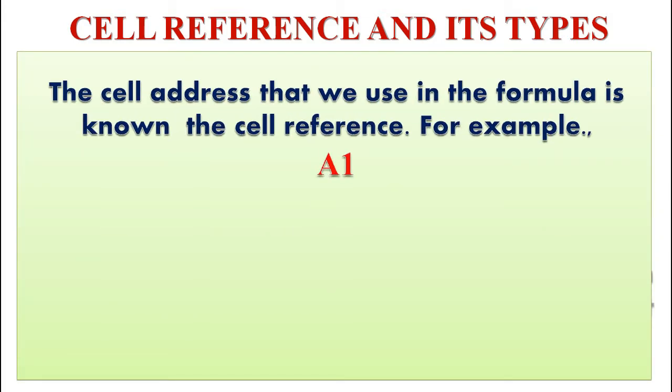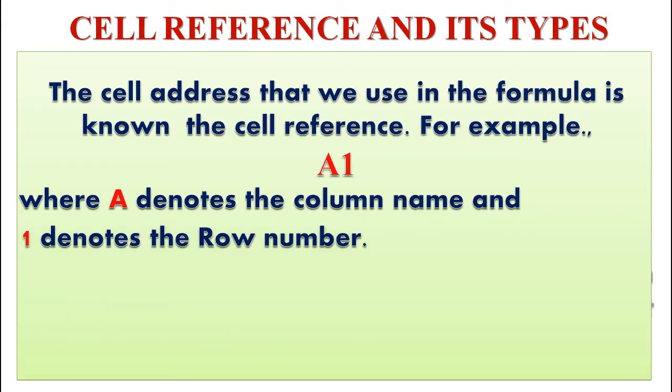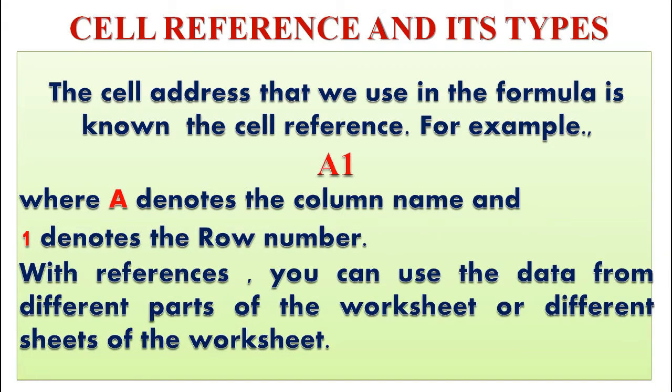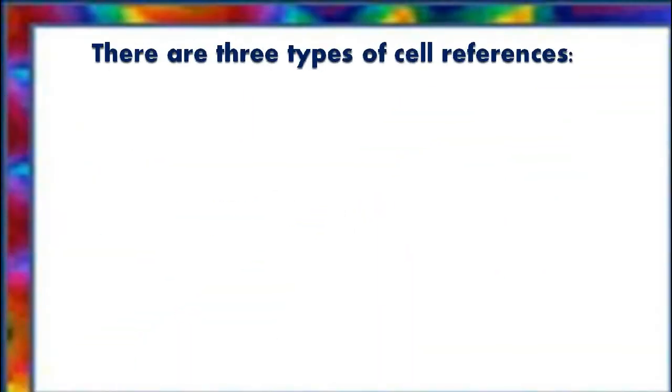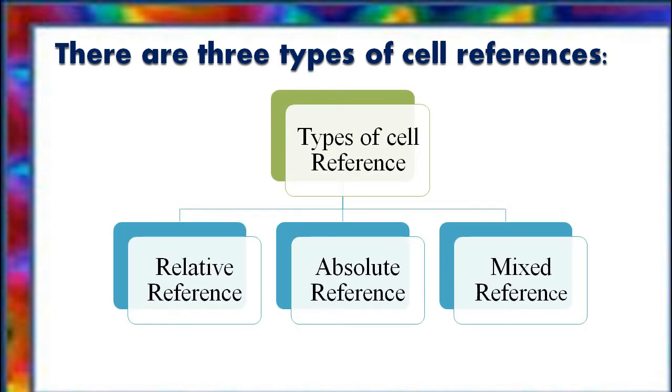The cell address that we use in the formula is known as cell reference. For example, A1, where A denotes the column name and 1 denotes the row number. With references, you can use the data from different parts of the worksheet or different sheets of the worksheet. There are three types of cell references. They are relative reference, absolute reference, mixed reference. Children, let us learn these three in detail.